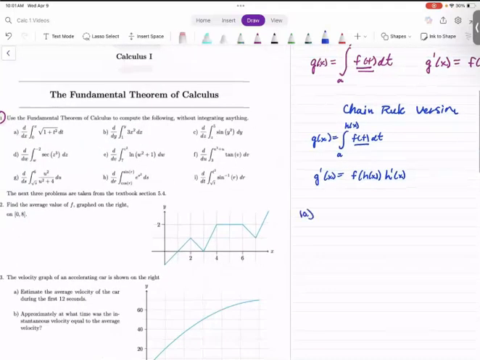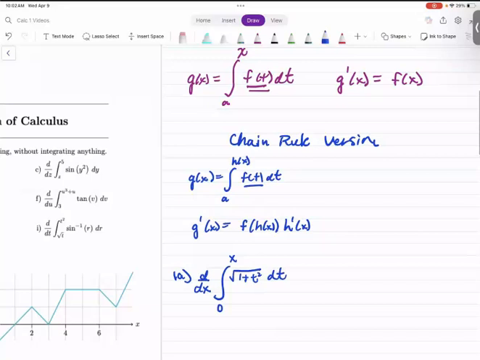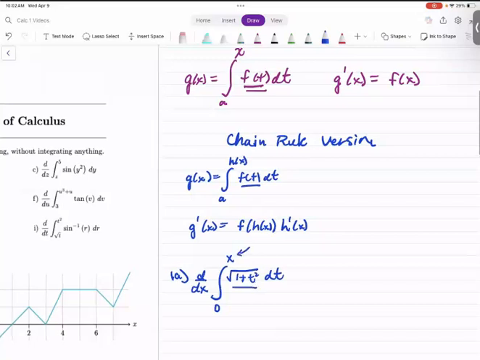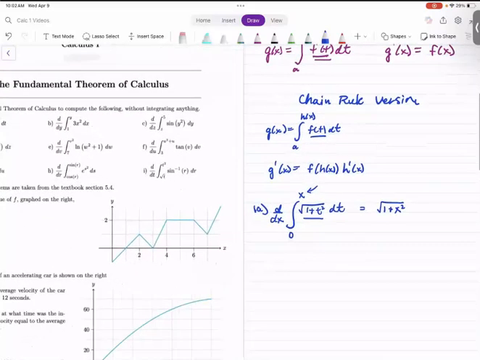So 1a, we're looking for the derivative with respect to x of the integral from a up to x, it happens to be 0, of our f of t dt. And so by the fundamental theorem of calculus, that's just going to be this function evaluated at that right endpoint. So this is equal to the square root of 1 plus x squared. All right, b, very similar.